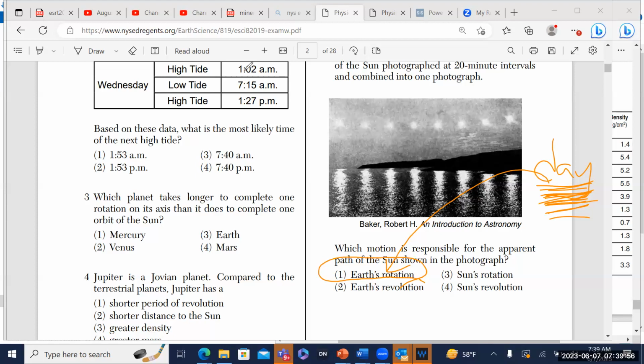The Earth's revolution occurs when the Earth goes around the sun once every year, right? We have night and day. We see that the sun appears to move throughout the day because the Earth is rotating.